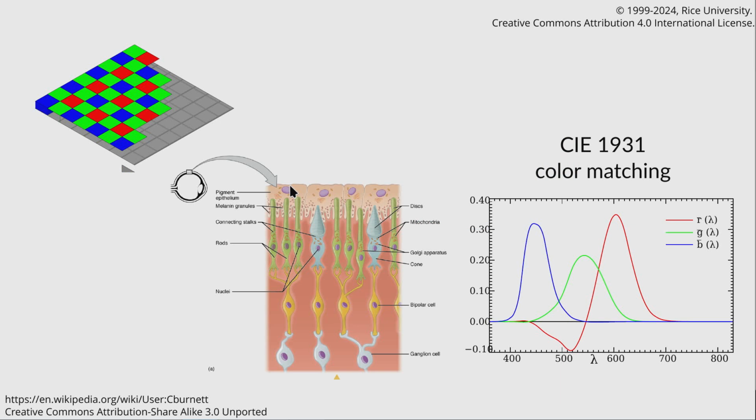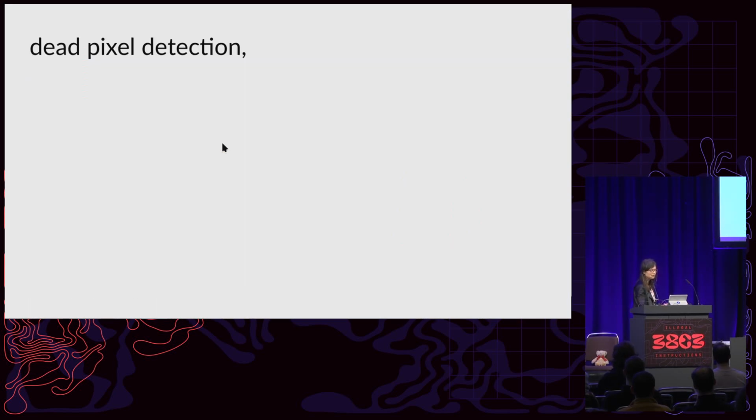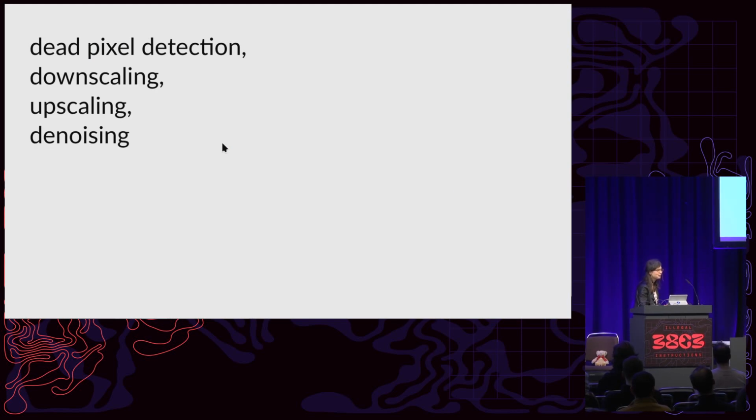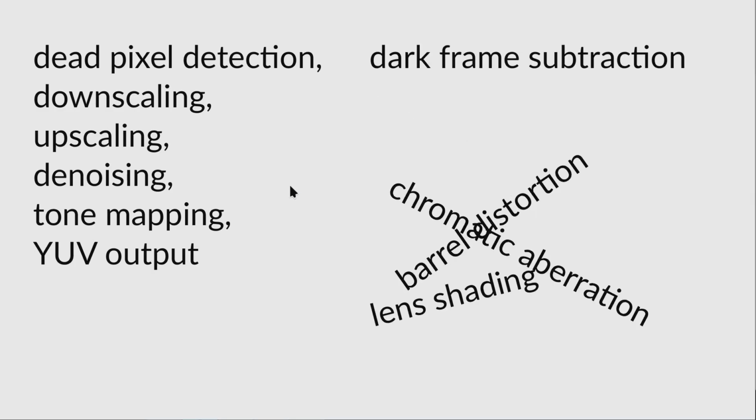Oh yeah, so the sensor that's on the camera doesn't perceive the same colors as the human eye does, and it means that, oh no, you have to go into color theory and find the color matching function with negative colors, negative light. Oh, you know everything about that. So, and remember, every sensor is slightly different. But you're also going to know everything about dead pixel detection, downscaling, upscaling, denoising, tone mapping, YUV output, dark frame subtraction, lens shading, chromatic aberration, lens distortion, focus stacking. What did I get myself into?